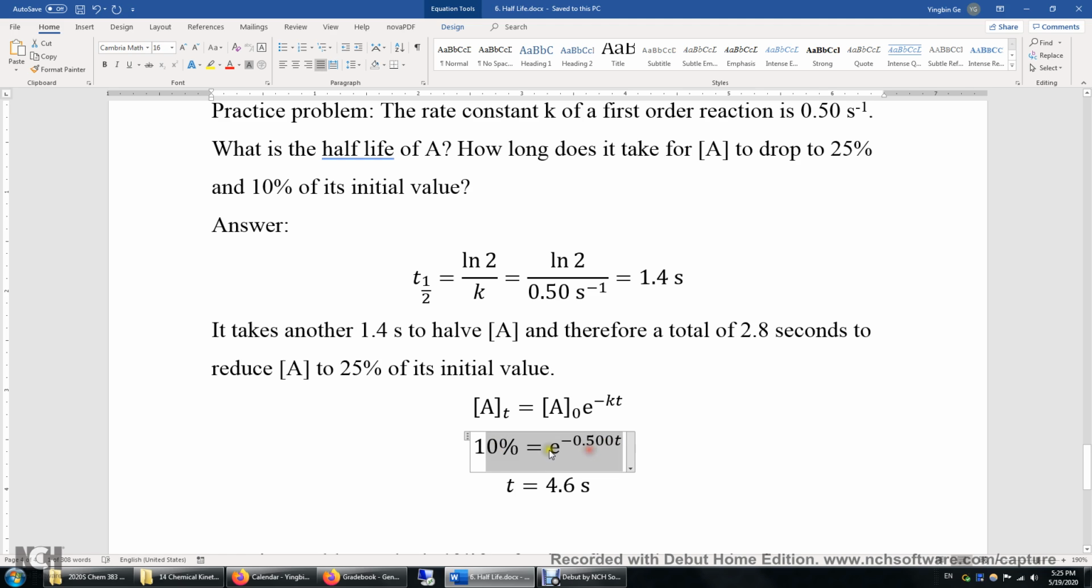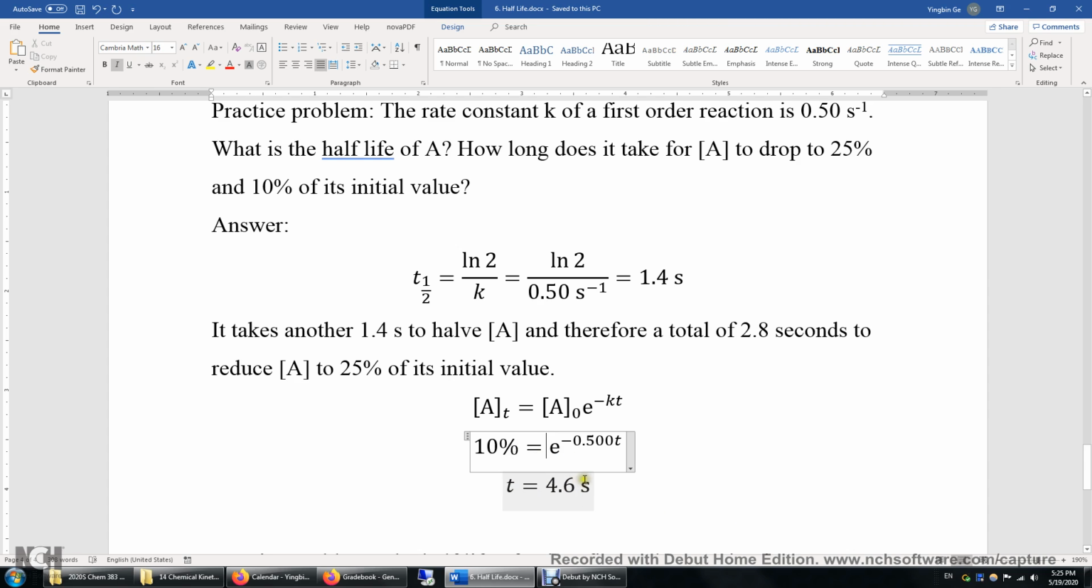Solve this equation. Well, you can just take the logarithm of both sides. On the left-hand side, you will have ln 0.1, which is just negative ln 10. Negative ln 10, I think, is 2.303. And then on the right-hand side, you have 0.5t. You do the math, you get 4.6 seconds. Anyway, you can use your calculator or Google or Wolfram Alpha to solve this equation. Again, it's going to be 4.6 seconds.